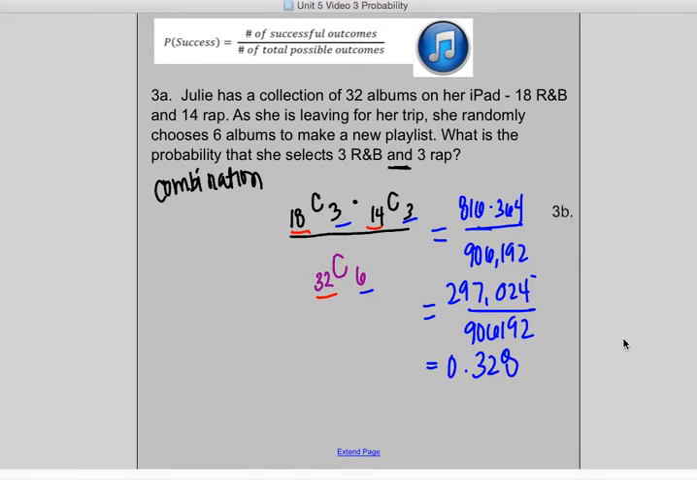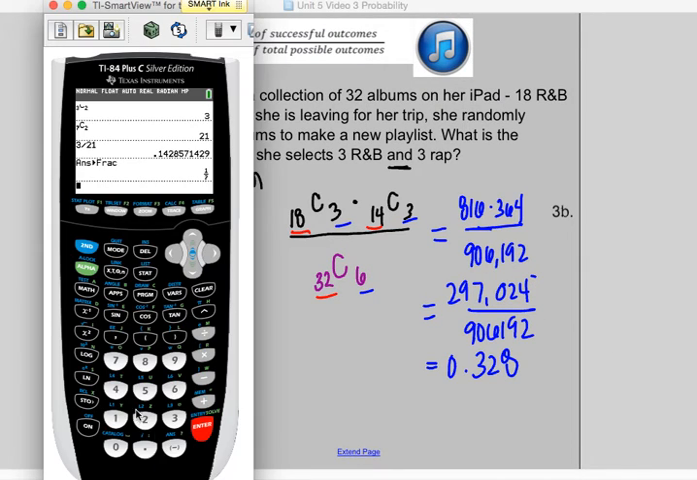It doesn't look like this is my reduced fraction, so I would want the reduced fraction. So if I do that, I would have 297,024 divided by 906,192. And I'm going to go math, fraction, and it's going to put it in the reduced form. So there's my reduced answer: 884 over 2,697. So that answer or this decimal is acceptable.